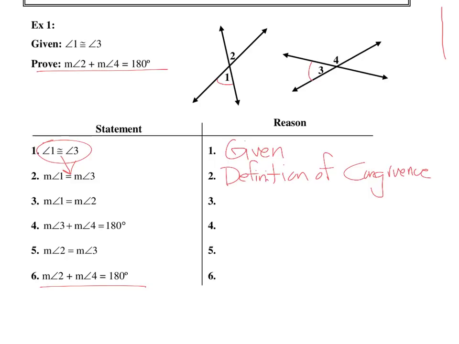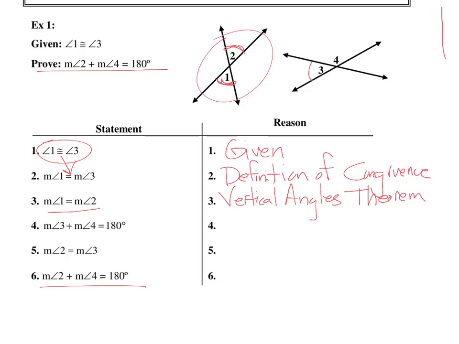All right. Now we have measurement of angle 1 is equal to measurement of angle 2. Well, how do we know that? Well, that's based off of what we have up here. These are vertical angles. So we know they're equal in measure. So we could say, I know those angles are equal based on the vertical angles theorem. All right, then it says measurement of angle 3 plus measurement of angle 4 equals 180. Well, how do I know that? Well, the two angles form a line together, so I know that based off of the linear pair postulate.